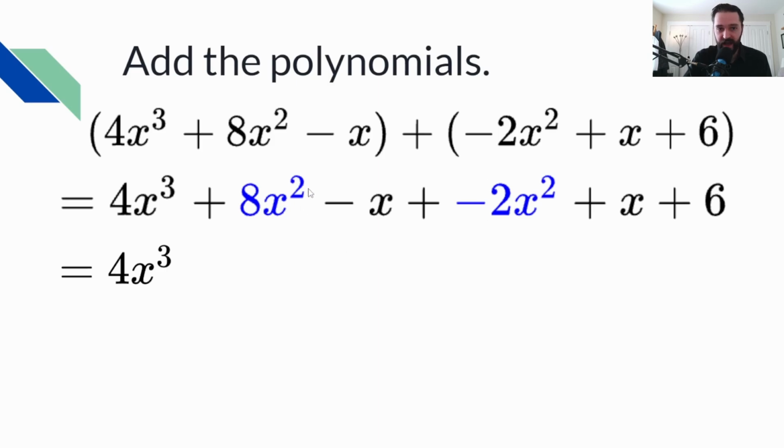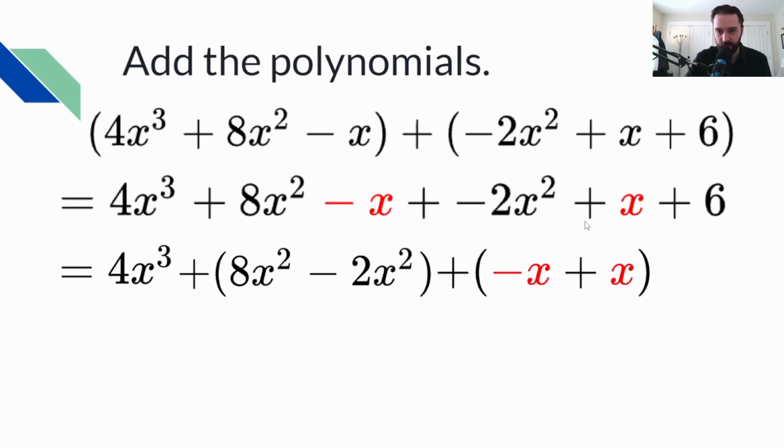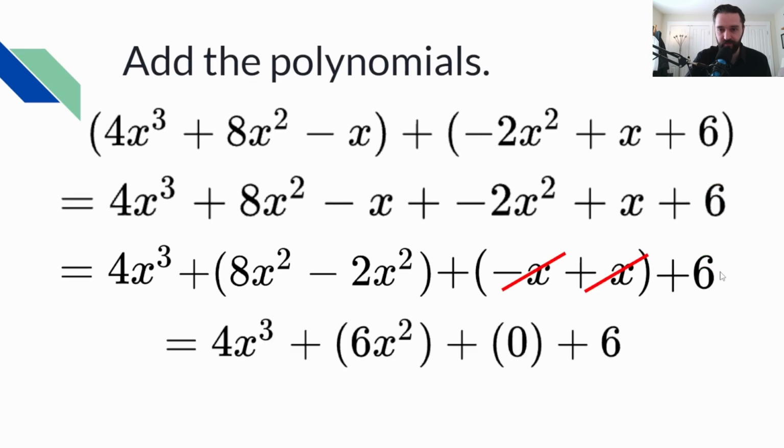Here in blue, I have 8x squared and negative 2x squared. Those are like terms, so we're going to add those together. And then here in red, I have negative x and positive x. Those are like terms, so we're going to add those together. And lastly, I just have this 6 floating around. There aren't any other constants, so we're just going to tack this plus 6 onto the end.